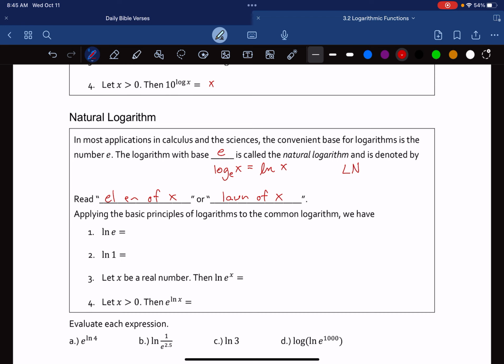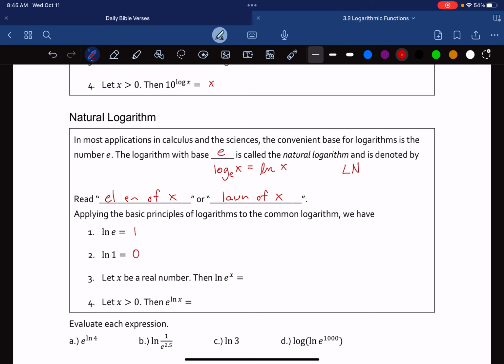So let's take a look at this one. We have ln of e, so that's the natural log, a log base e of e, so they cancel out and just give us a 1. The natural log of 1 is asking us, again, log base e of 1. That's going to be 0 because e to the 0 is 1.